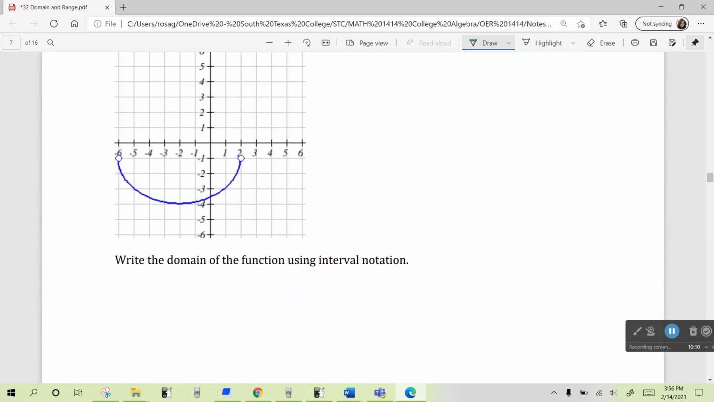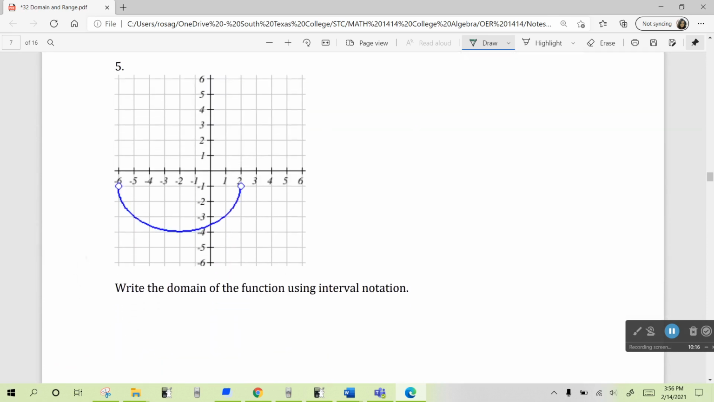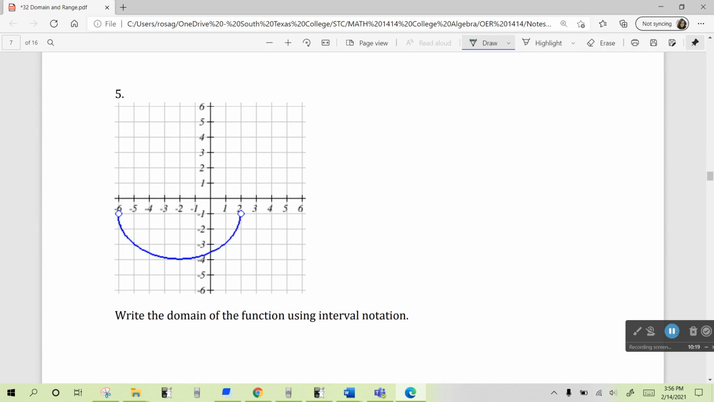So for example here, if we're going to do the domain and range, the domain is, this is negative infinity, this is positive. If you look at the axis, where does the graph start? It starts right there, and where does it end? Right here. Because I do have open circles, these ones will be in parentheses. So the domain will be from -6 to 2.